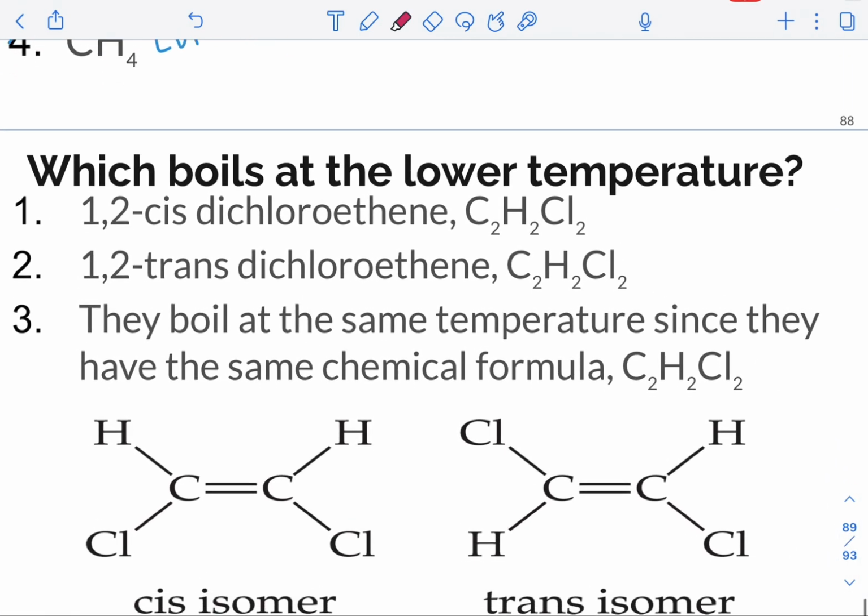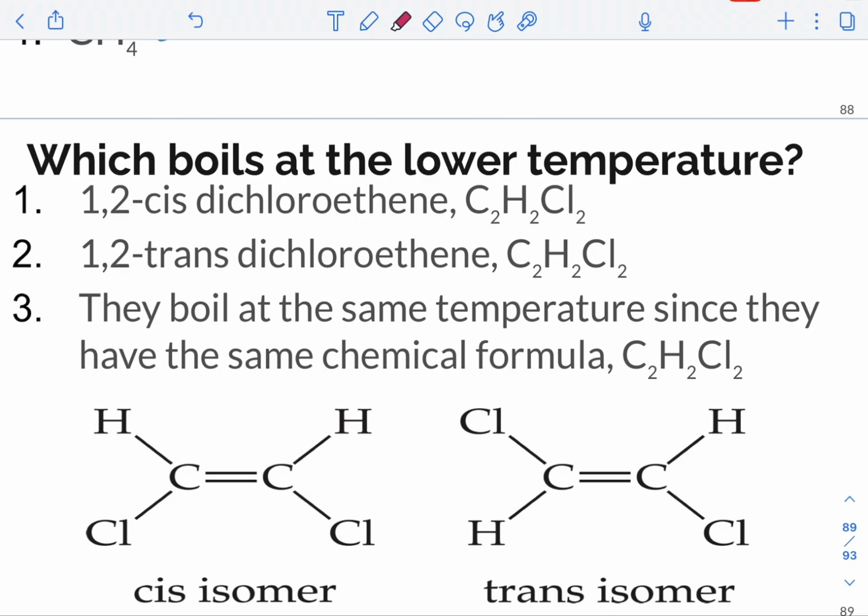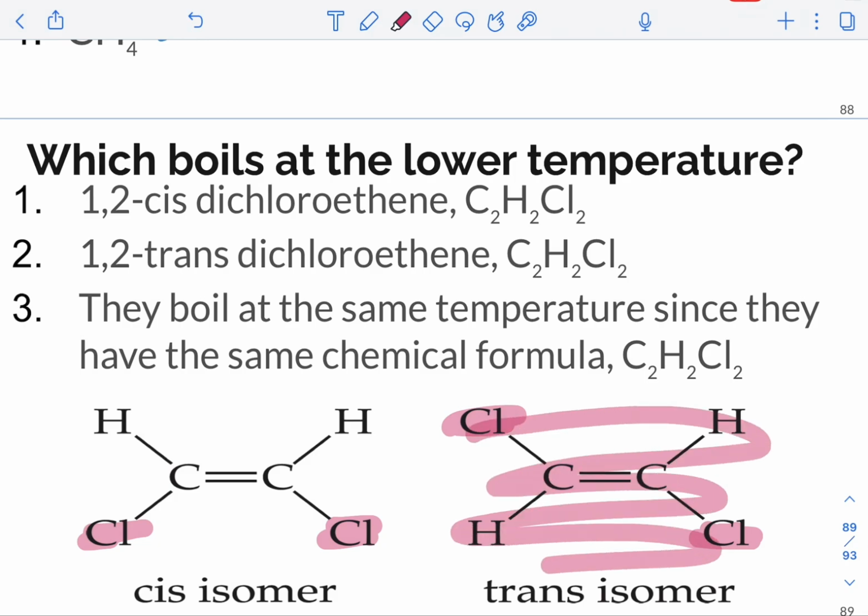Okay, here are 2 isomers. One of them is a cis isomer, so Cl is on the same side. And one of them is a trans isomer, because Cl is opposed to each other. And the question is, what boils at the lower temperature? We would pick the trans isomer, because that trans isomer is going to cancel out those dipole moments because they're opposite to each other. And so since we cancel them out, we would just pick LDF. It's a nonpolar molecule. So we would say the trans isomer version is going to be the lower boiling point.